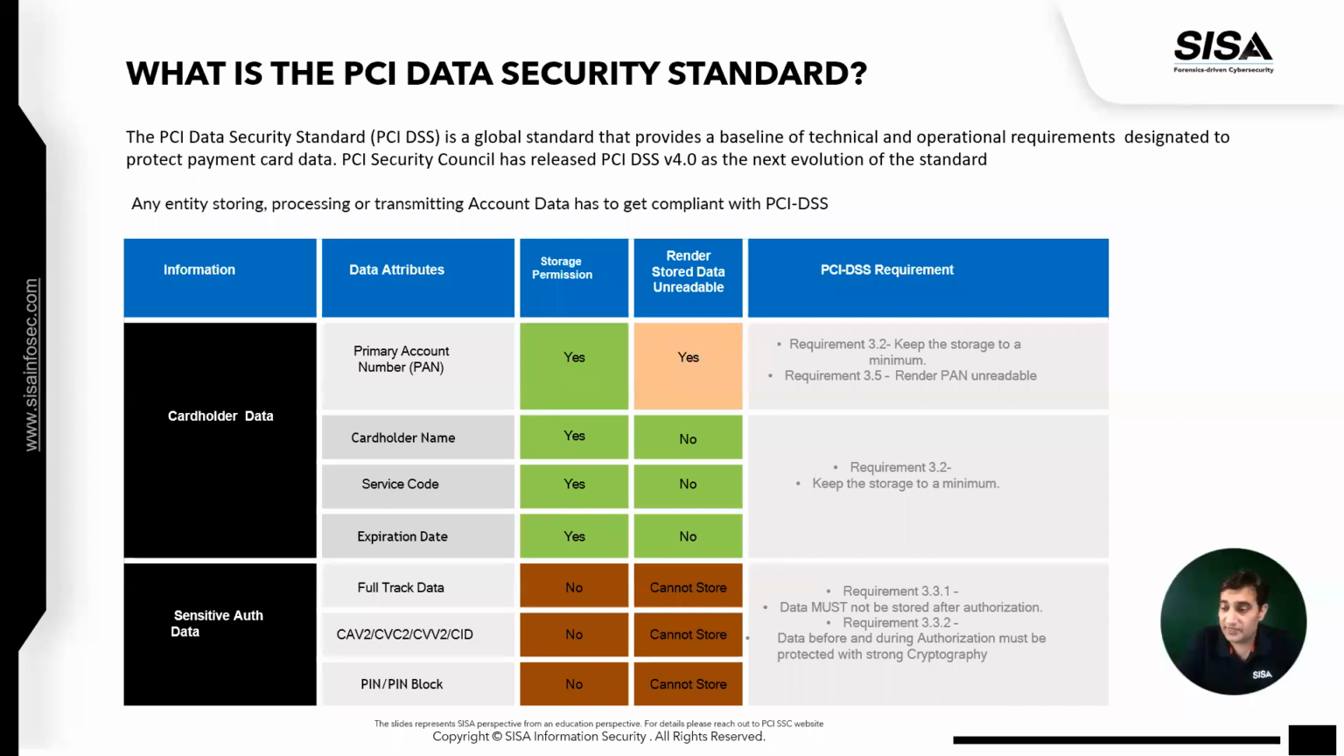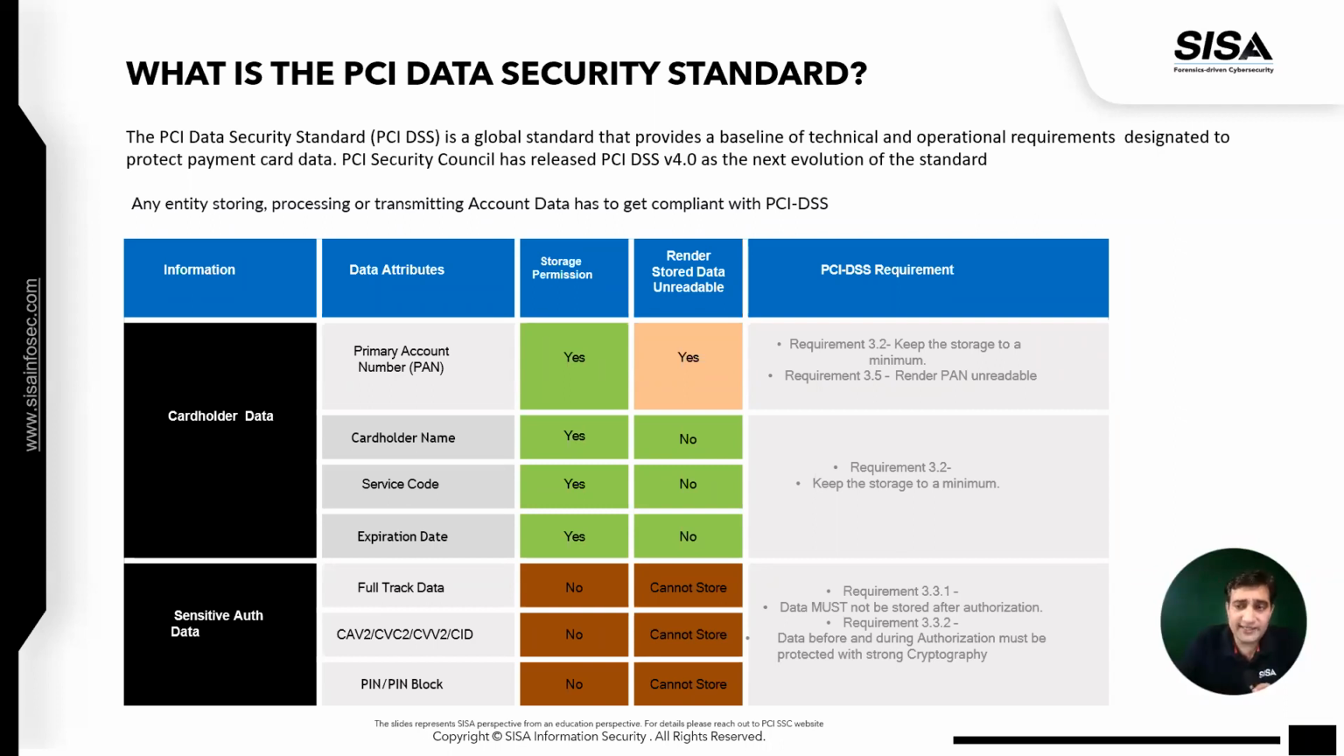So PCI DSS basically stands for Payment Card Industry Data Security Standard. It is a baseline of technical and operational controls specified in the framework, which is hosted by the Payment Card Industry Security Standards Council, right? And this standard has been evolving over a period of time. We started back in 2004 with version 1.0, and today we stand on version 4.0. There are a lot of changes upcoming in this framework.